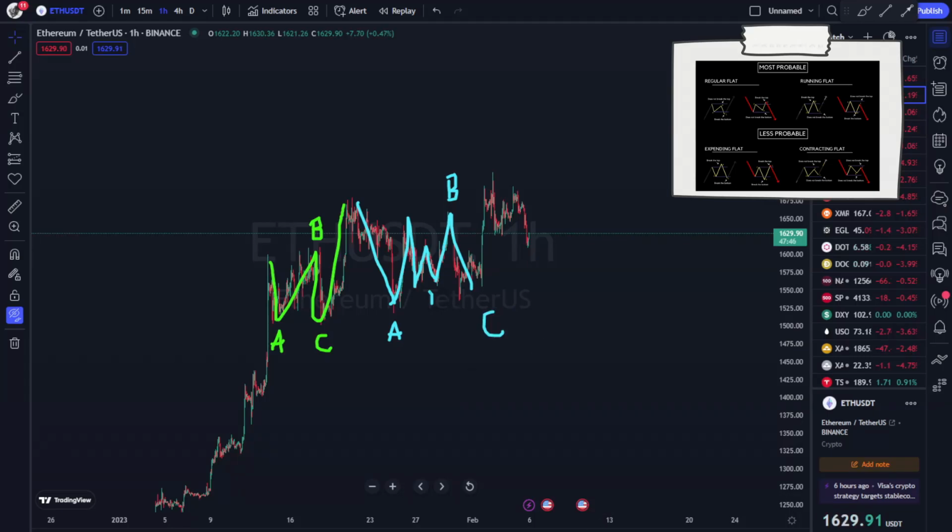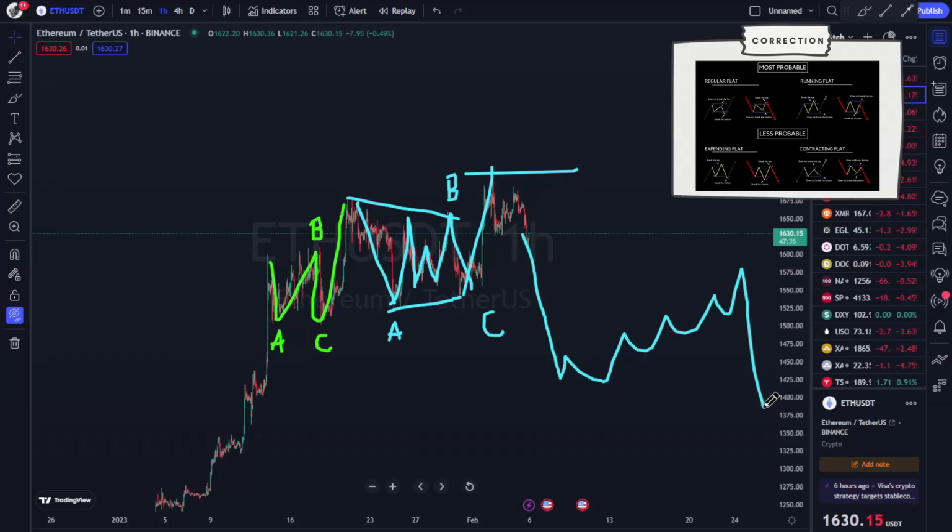Right, so I'll just remove that, and this is a C move. Then this could be a contracting. So you have an expanding, a contracting, and a new top, and this goes straight up and down to make a bigger correction, which is possible.